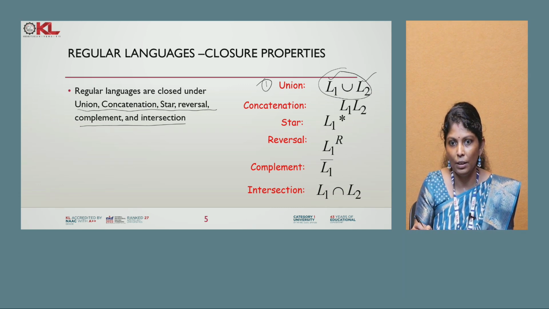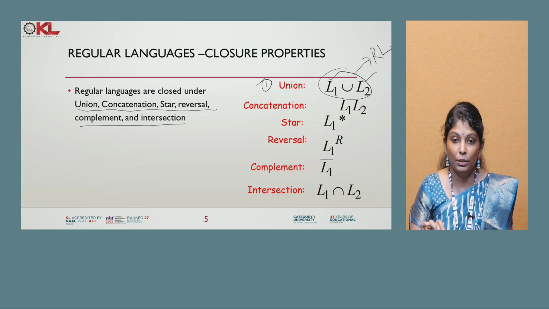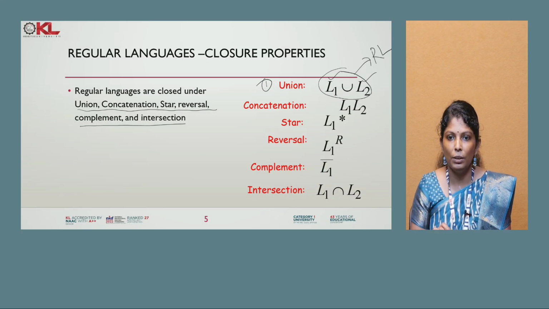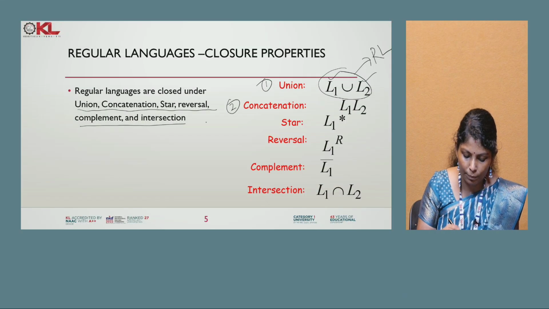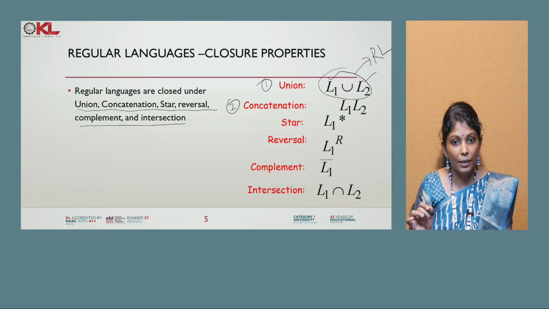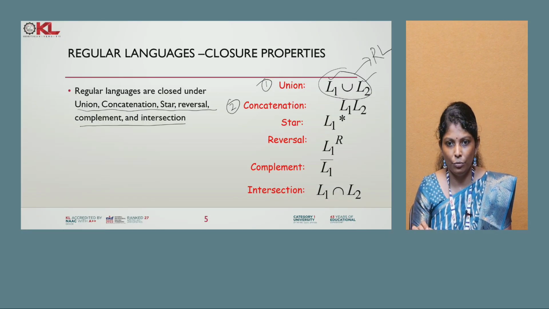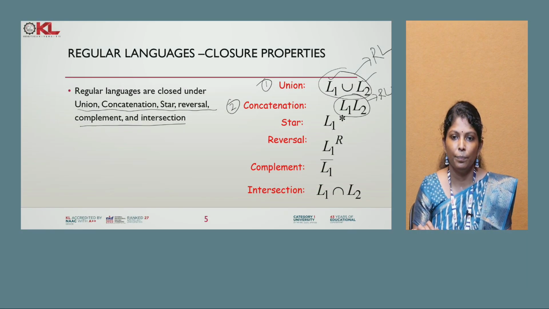That is why we say regular language is closed under the operation union. So the union of L1 and L2 will also be a regular language. Remember, L1 is a regular language and L2 is also a regular language, then if we take the union, it will be another regular language. And similarly concatenation. If L1 and L2 are two regular languages, and if we take the concatenation of those two languages, we will get another regular language.